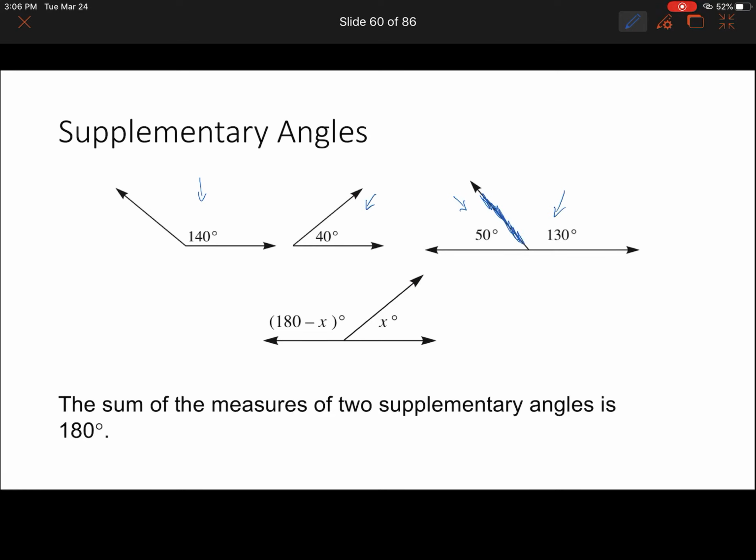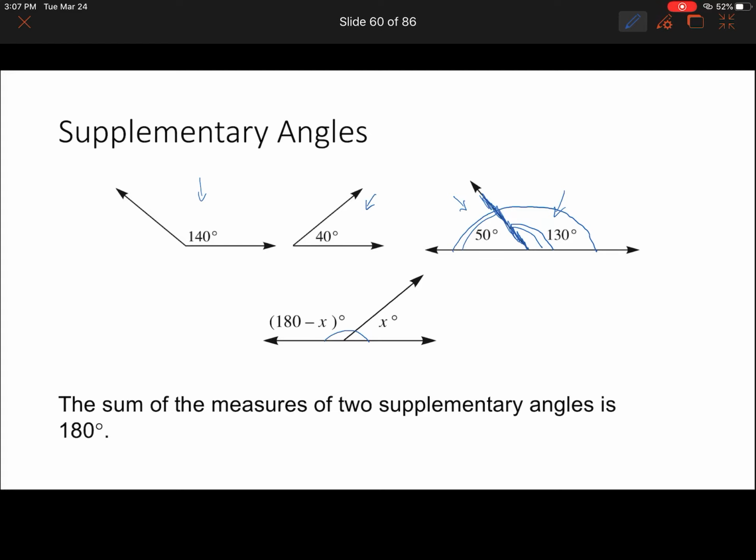You also see in this second example, the 50 degree angle and the 130 degree angle, they are adjacent, meaning they share a side. Okay, so they share this side. And when you put them together, you can clearly see that that angle measurement, this 50 degrees and this 130 degrees, make that full 180 degree rotation. And so that is an example of supplementary angles.